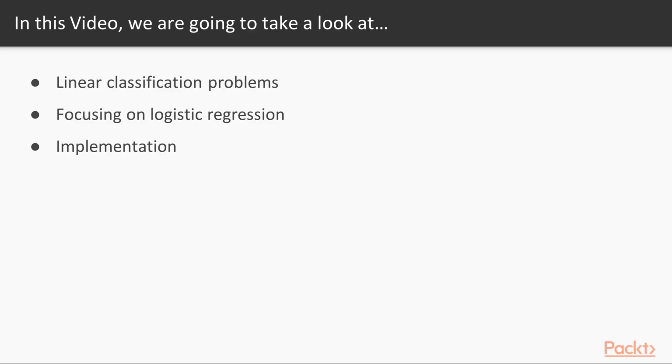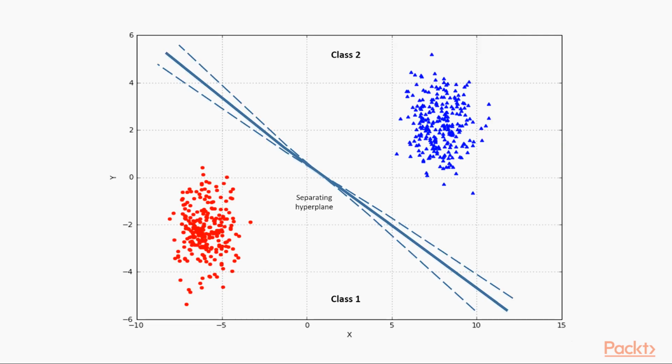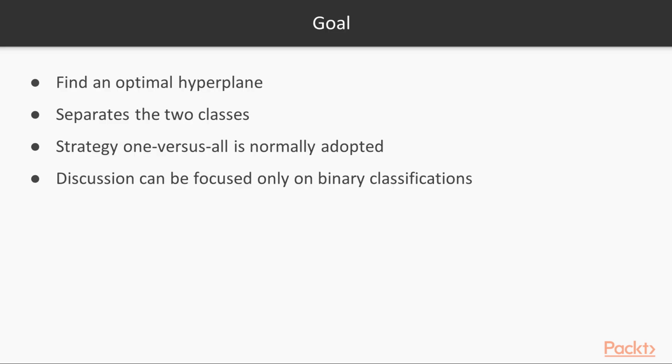In this video, we're going to take a look at linear classification problems, with particular focus on logistic regression. Finally, we'll implement it. Let's consider a generic linear classification problem with two classes. This is one such example. Our goal is to find an optimal hyperplane which separates the two classes.